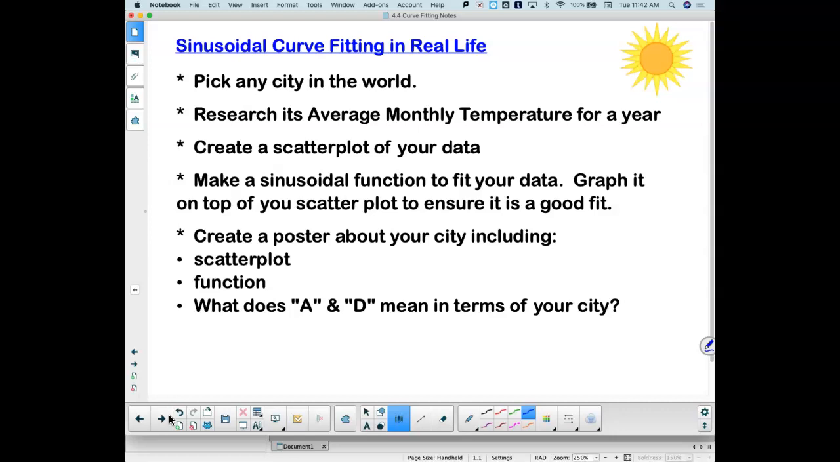And then you're going to create a poster of your city that has your scatter plot, your function, and what A, B, C, and D mean in terms of your city. I know that A is the amplitude, but I want to know what A is in terms of your city. So it's not just amplitude. And what D is. Up here, you will find big pieces of paper. In the box, you will find markers and colored pencils and other assorted arty type materials. You will probably need your Chromebook, or somebody in your group will need their Chromebook to do this one. You have half an hour to get this done.